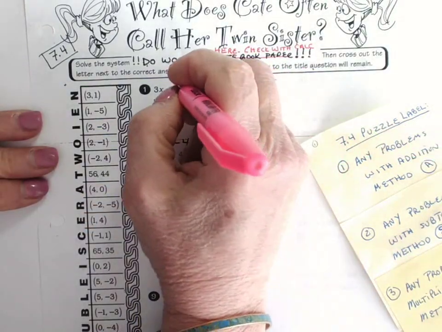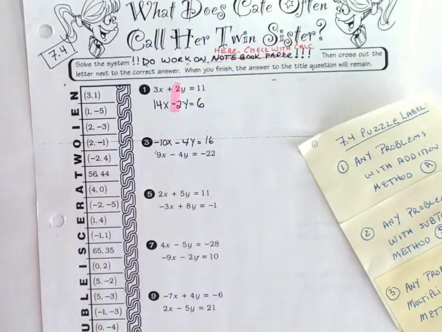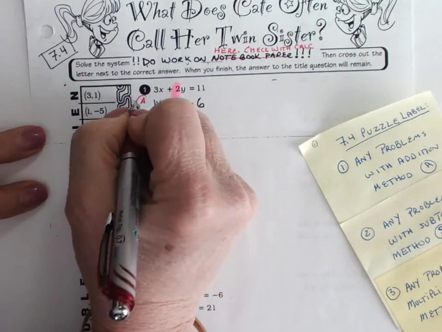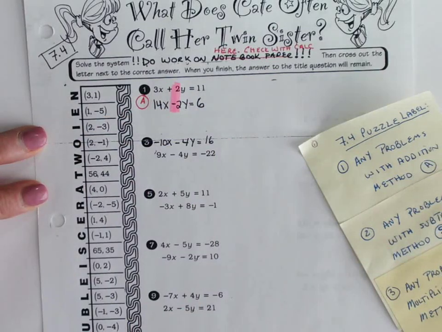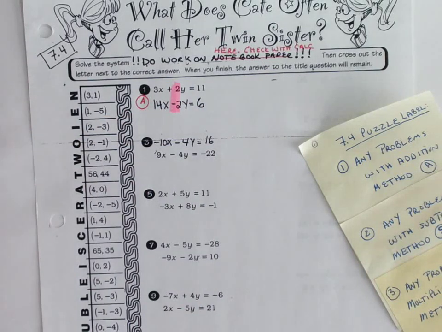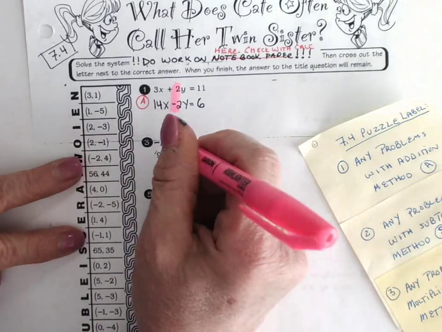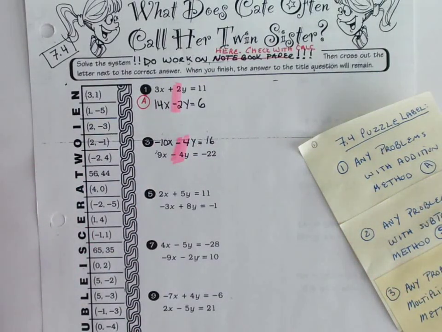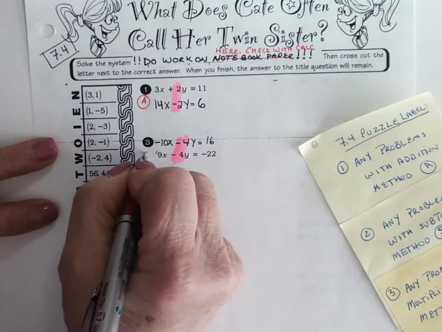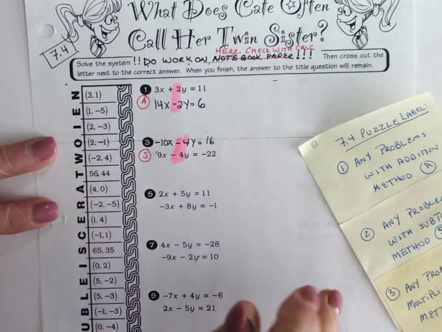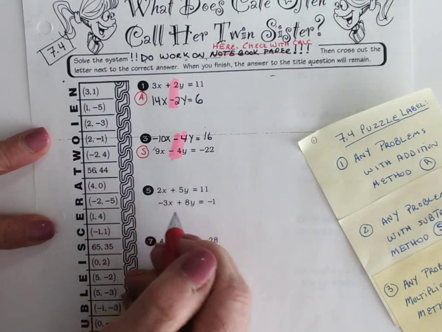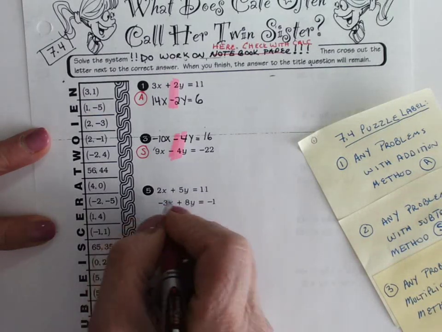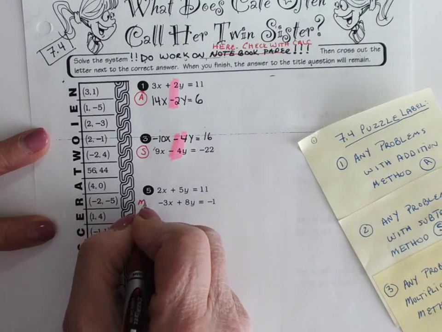Now you'll notice here the coefficients are opposites. So this is the addition method. Here the coefficients are the same, so it is the subtraction method. And here there's no patterns. So that means it's the multiplication method.